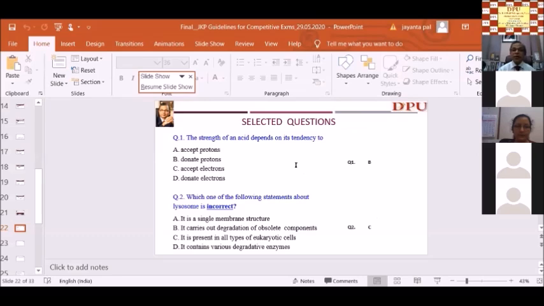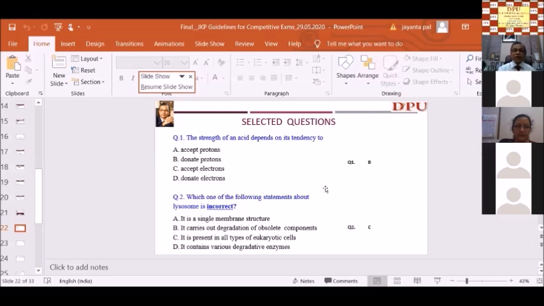The strength of an acid depends on its tendency to. Now here there are 4 options, for example. Acids are basically the matter of protons, so options C and D become absolutely unacceptable. So by doing that, with a little thinking, you can eliminate 2 of the 4 options. What remains is accept protons and donate protons. Now the strength of acid depends on, it is the Arrhenius concept, which you must have studied in your chemistry in the 12th standard. An acid is always donating protons. The strength of the acid would depend on how much it can donate. So the answer is B.